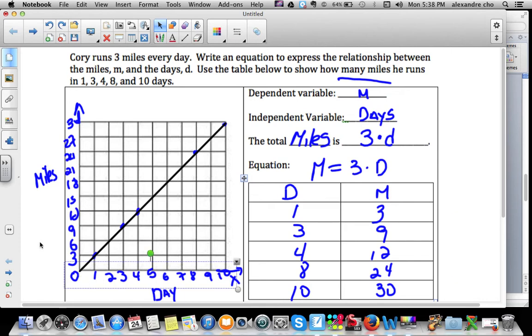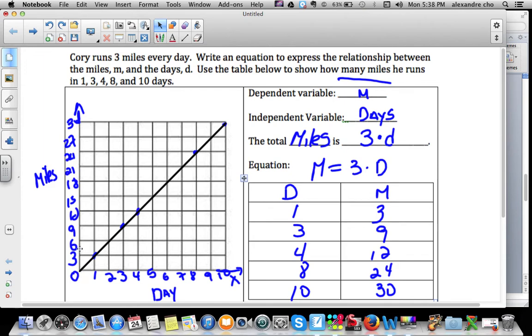All right, now you can connect the dots. And we're going to use this function I have. And if you connect them, you'll notice this time, this one, you can go all the way to 0. Well, and you can make sense out of that. Because let's say, if he runs 0 days, how many miles is he going to run? 0. Okay, and that makes complete sense. If he doesn't run, there are no miles.